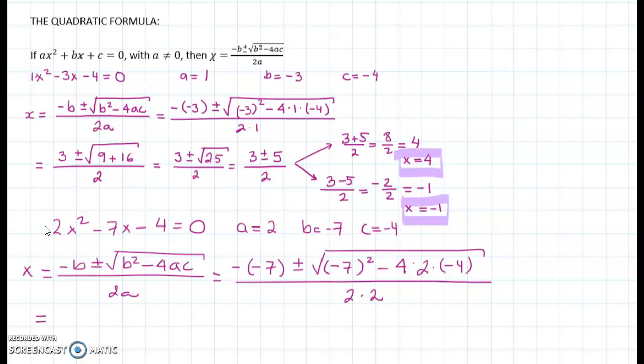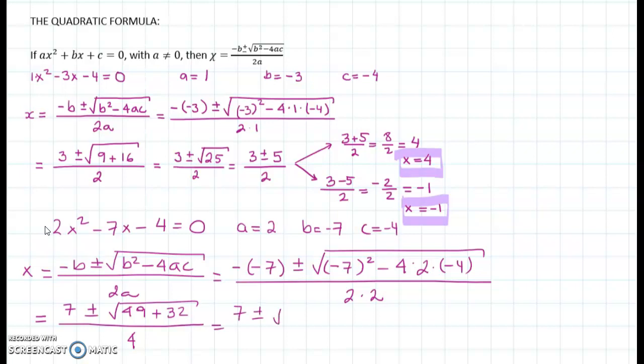This gives us negative 7, that's just 7, plus minus, and inside the square root we have negative 7 times negative 7, so that's 49. And then we have 4 times 2 times negative 4. That will be 4 times negative 4, that's negative 16, times 2 is negative 32, but we have a negative in front, so that's going to be plus 32. And then we need all of this divided by 4.